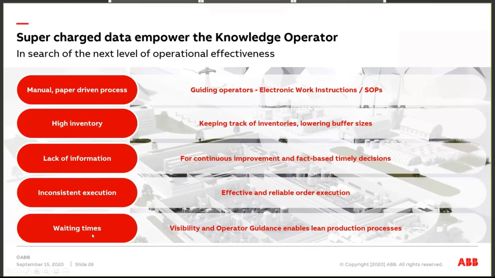And then we want to avoid waiting times. It can be waiting for material, waiting for equipment, or waiting for decisions. So these are the topics that we talk about when we say smart operations, and what we can leverage by vertical and horizontal integration of the different entities in the process.